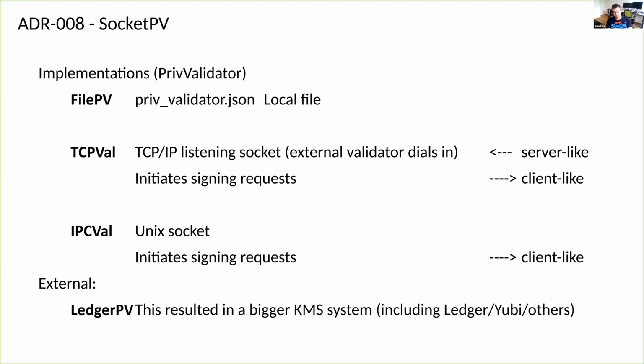There is a discussion in the ADR about something called Ledger PV, but in practice this has resulted in a bigger KMS system, which is what we are using today. So the ADR is getting old. I don't know what the typical process is, whether we review them or supersede them with another ADR, but this is not actually a description of what we have today. By the way, I prefer if this gets interactive, so stop me anytime.